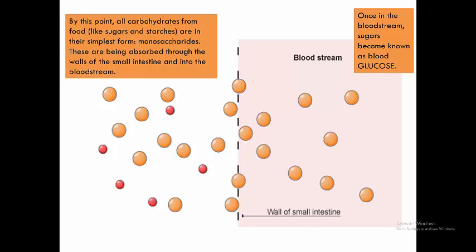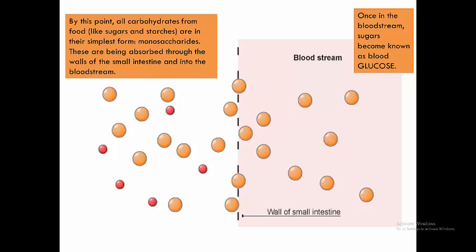So you see a picture here showing you that all carbohydrates from food, sugars and starches, are in their simplest form. They've all been broken down and we have nothing but those little singular sugar molecules called monosaccharides. These are being absorbed through the walls of the small intestine and mixing with the blood in the bloodstream.